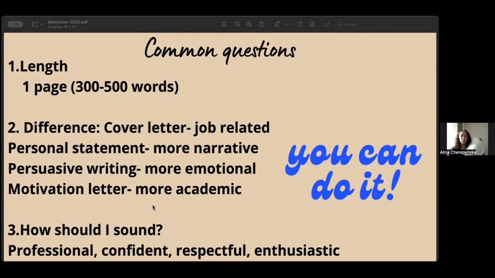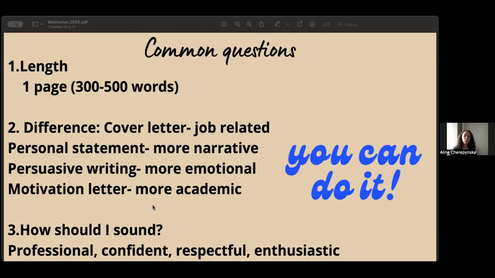It's the best solution. The next one, speaking about the difference of different types of letters. So cover letter, usually it's job related, that's about your CV, resume. Personal statement. Quite often on the internet you can find motivation letter slash personal statement. They're close, but at the same time they're different. Personal statement is more narrative, it's more about your life. Here you can tell more about some stories from your life. And personal statement we usually use for undergraduate students.